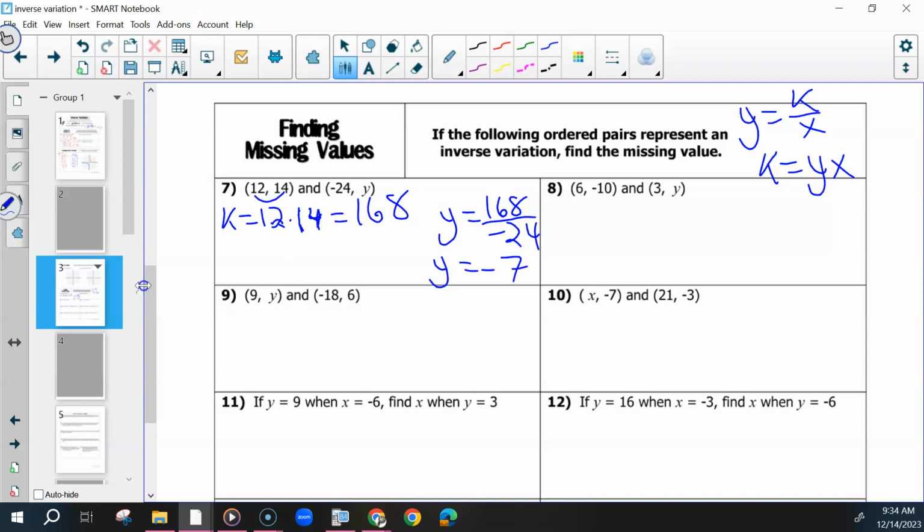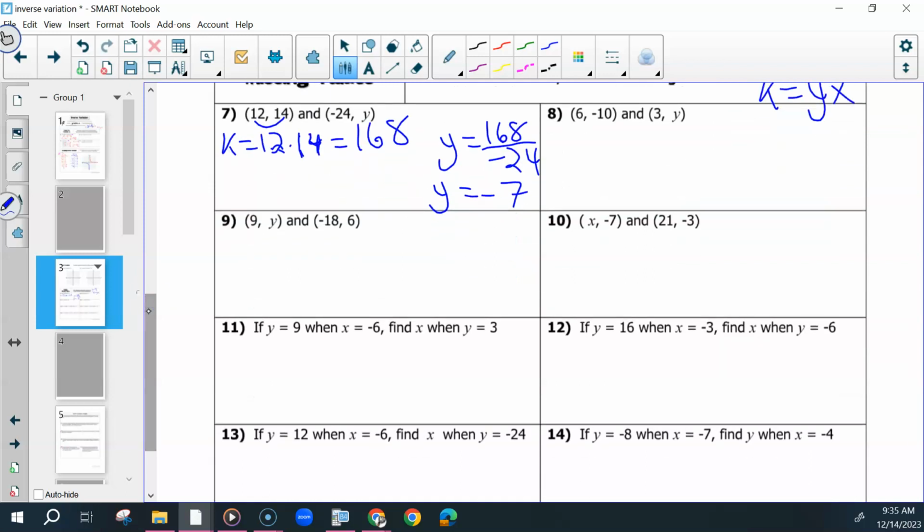Where did we get 24 from? How could I double check this? Yes, multiply -7 by -24 is equal to positive 168. Alright, let's try the next one. Let's actually try 10, because that's the only one that's missing x. Alright, these have been swapped, so the second ordered pair has both x and y. That's what we're going to use to find k. Multiply those two.